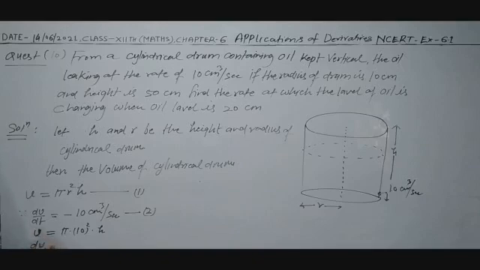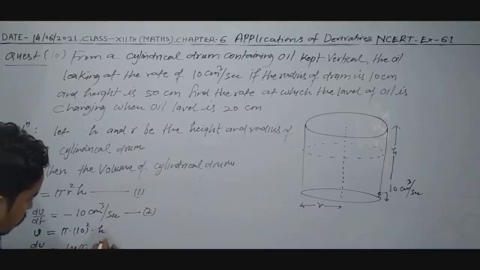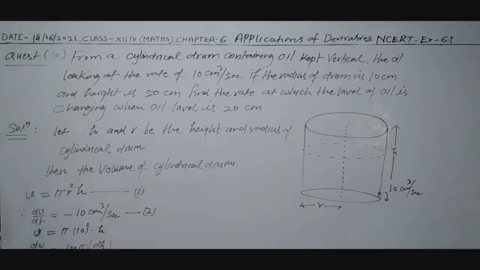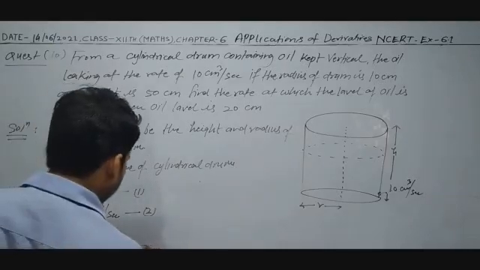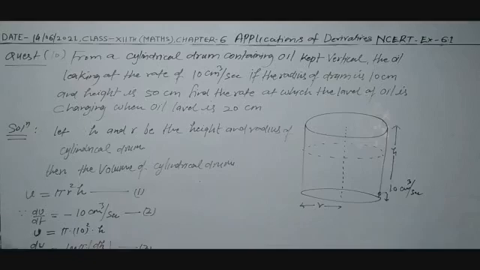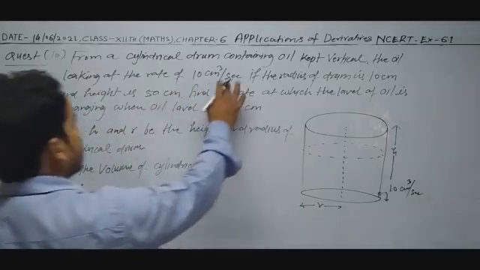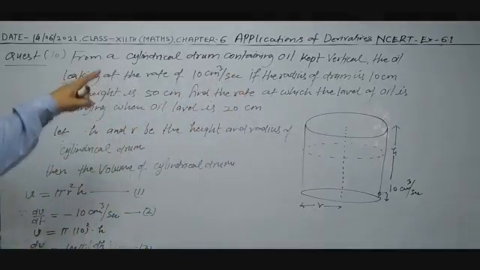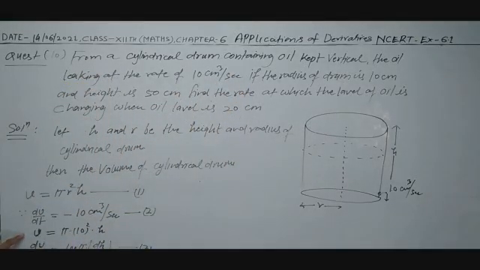dV by dt is equal to 100 pi into dh upon dt. Consider equation 3. And you know dV by dt is given according to the question. dV by dt is 10 cubic centimeter per second. This is the rate of change of volume and this is the decreasing part.